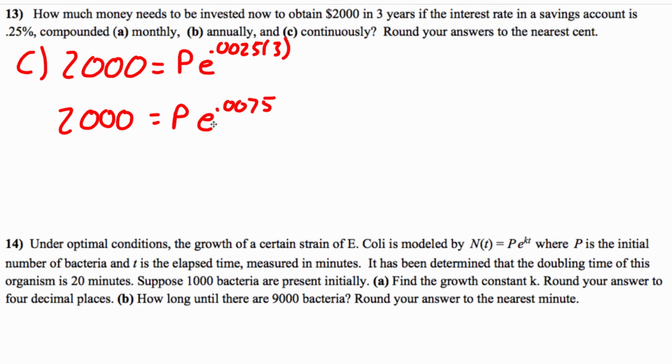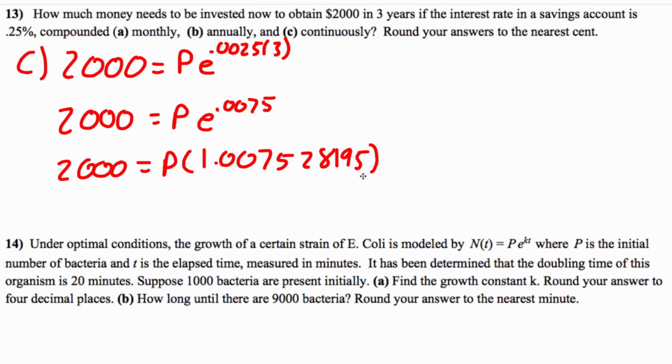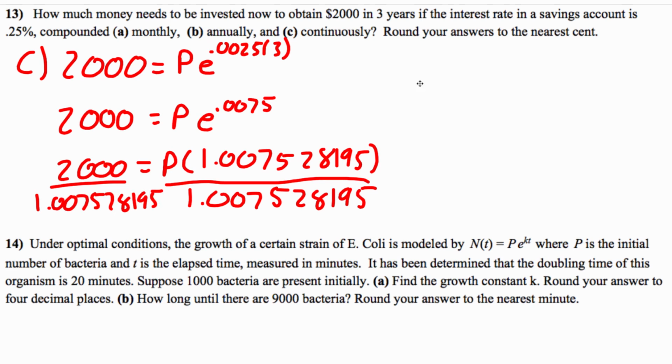And if we actually do e to the 0.0075 power, we get 2,000 equals P times 1.007528195. And then, just like we've been doing this whole time, in order to get P all by itself, divide by that big long decimal. And this answer is going to be very similar to that first answer that we got. We get $1,985.06 for this one.